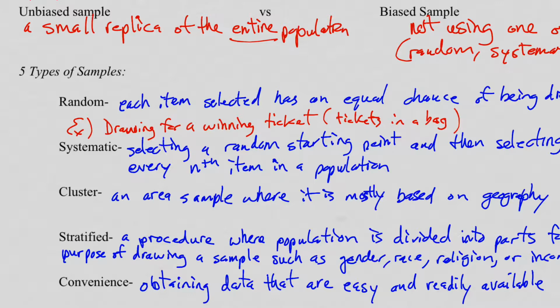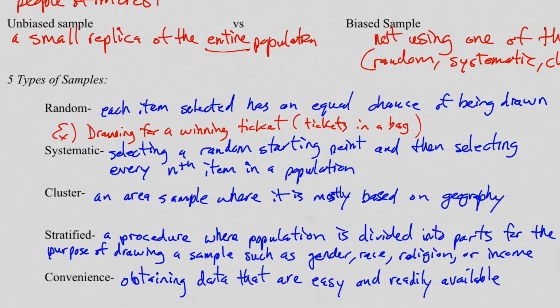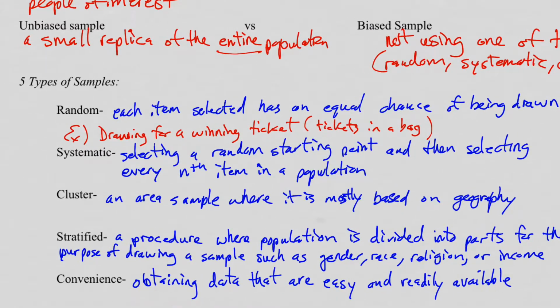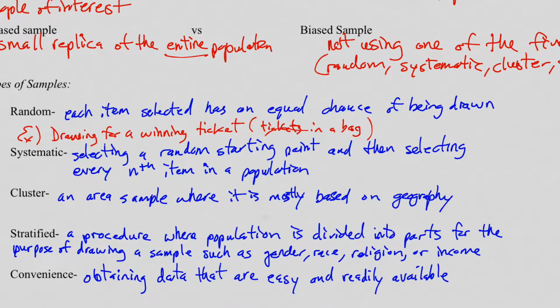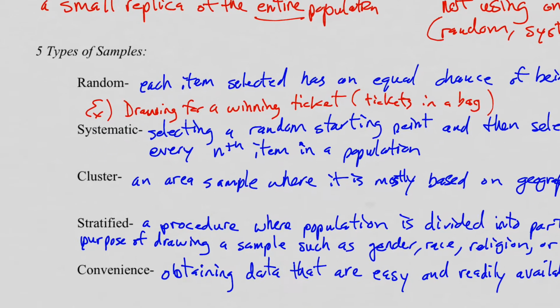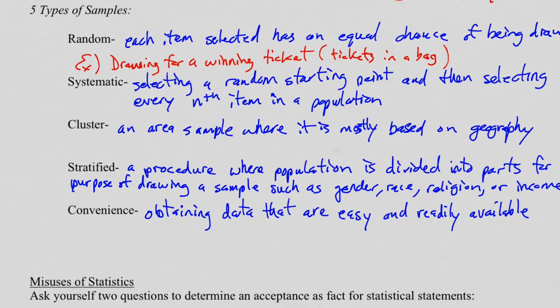So to make it unbiased, you need to make it random. You can't see what's going on, and everybody has an equal chance. Okay, equal chance. Okay, no cheating. So that's a pretty good sample there.